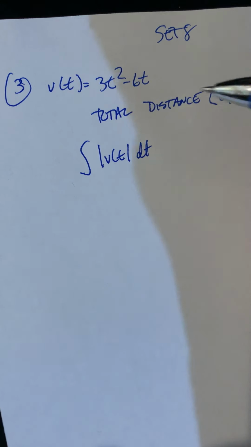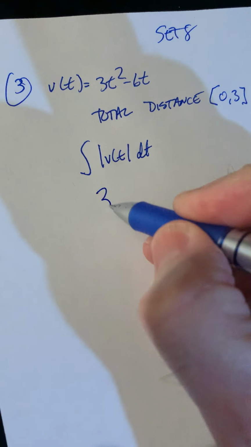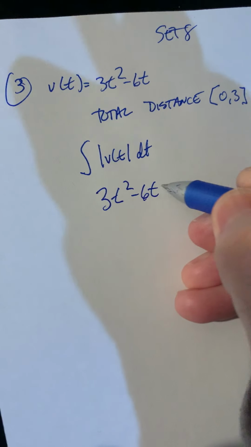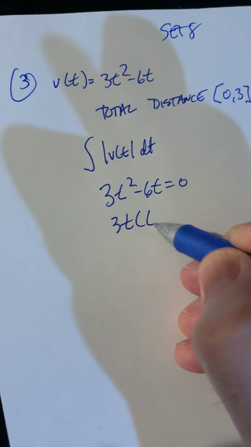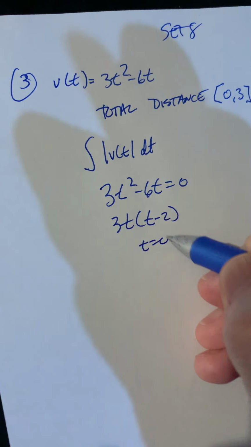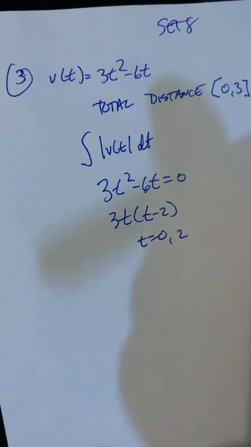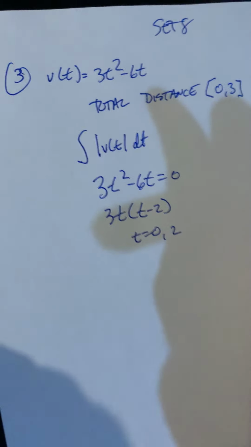But this is a non-calculator problem, so what I need to do is take that 3t squared minus 6t and set it equal to 0. I'm going to factor out the 3t. I'm going to be left with t minus 2, so I get t equals 0 and 2. Those are the two times where the velocity is equal to 0.